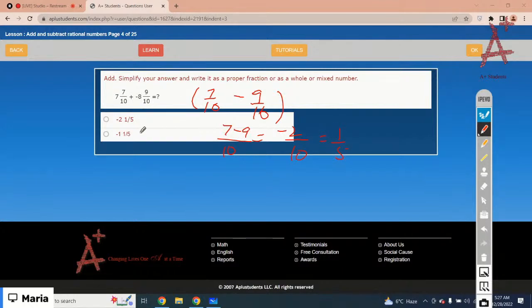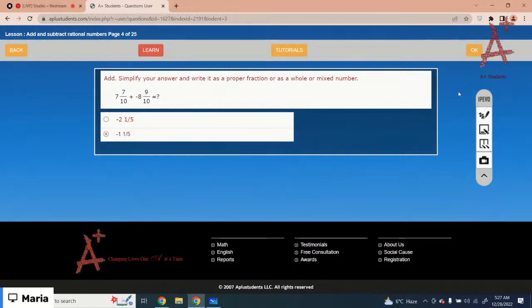And 7 take away 8 is negative 1. So it would be negative 1 whole. Got it? So the second option is the correct one. Just select the correct option, then click on the OK button.